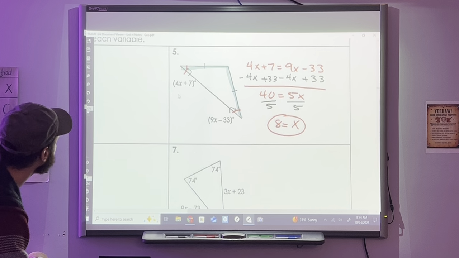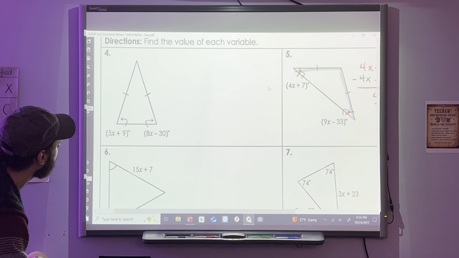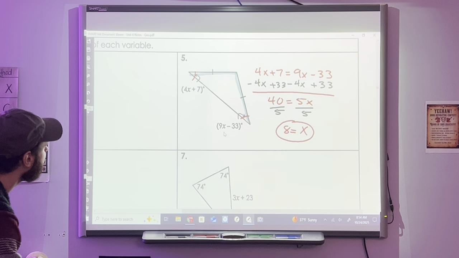Did it just want x? I need to go back to the directions. Find the value of each variable. So yeah, x is 8. That's all we had to do.